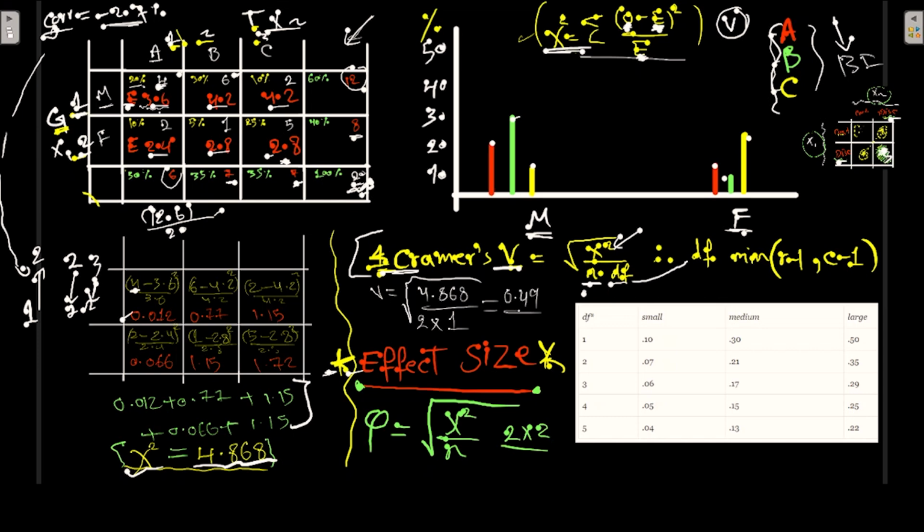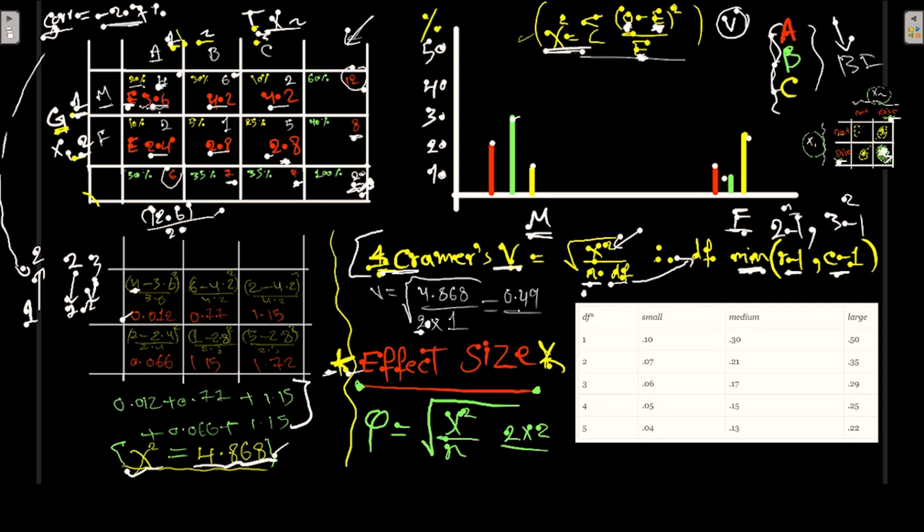And what is the degree of freedom? It is the minimum of rows minus 1 and columns minus 1. In this example, how many rows do we have? We have 2, minus 1. And how many columns do we have? We have 3, minus 1. So this is 1 and this is 2. We take the minimum between them, of course, it's 1.